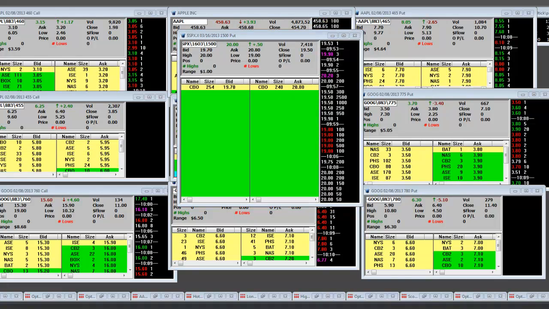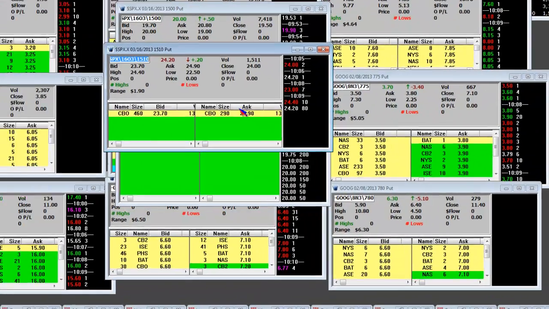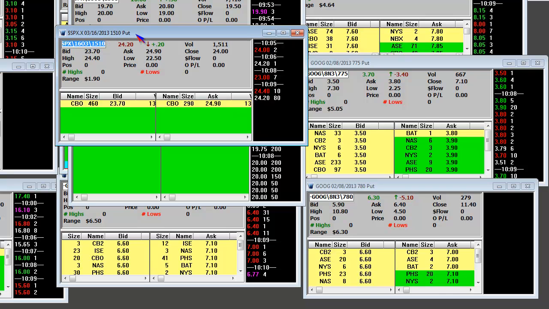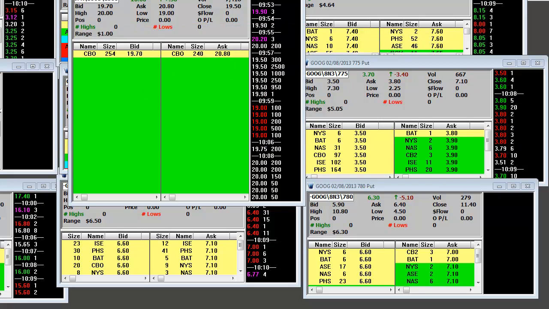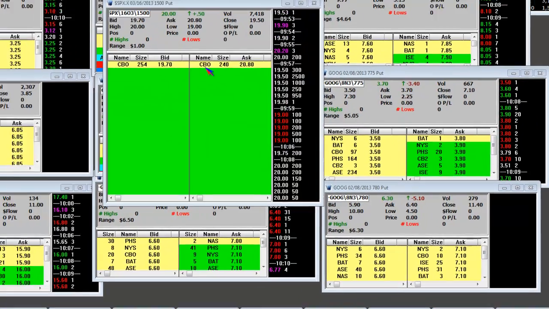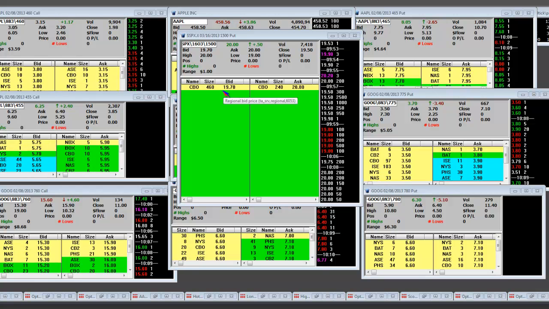Not only that, the ones that we have purchased are the $1,510 3/16 S&P index puts. We do trade these calls and puts at certain times.